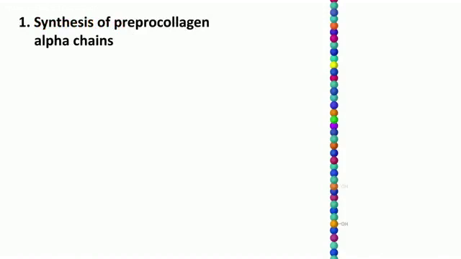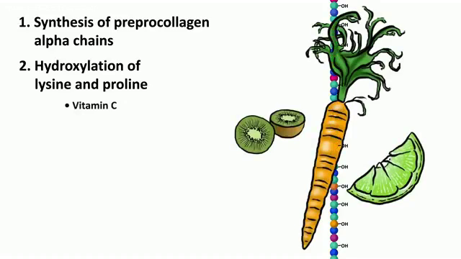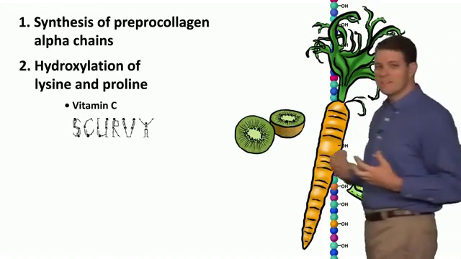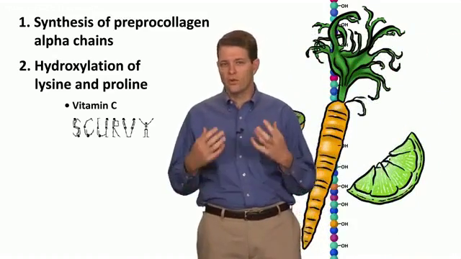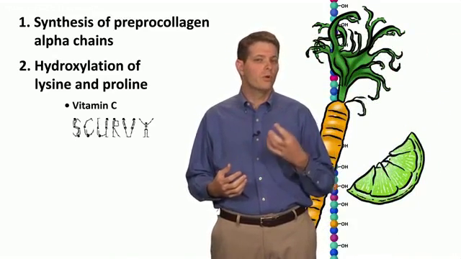The next step is hydroxylation of lysine and proline residues. This is the step that requires vitamin C. So if you don't have vitamin C, you can't hydroxylate collagen, and basically you stop right there. If you can't make collagen, you end up with scurvy. This is why vitamin C can prevent scurvy, because it's so critical in making collagen. It's also the reason that vitamin C is important for wound healing.